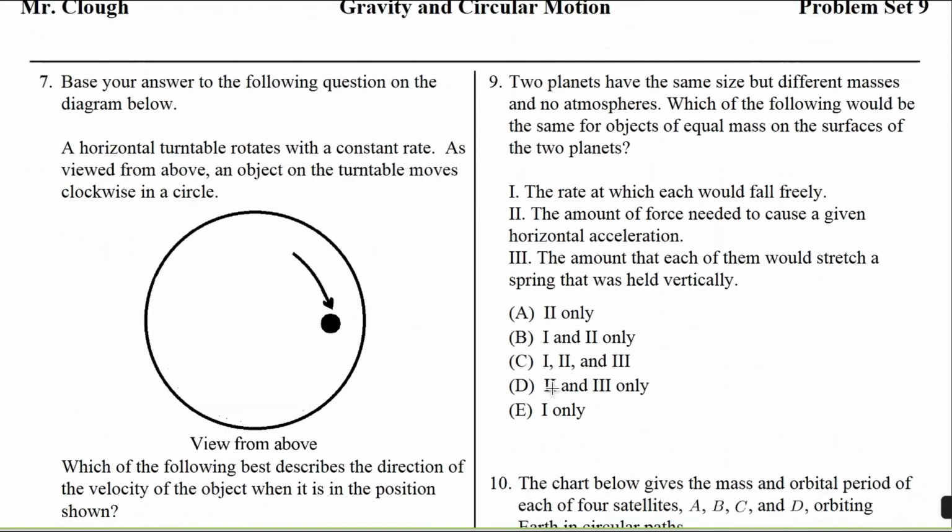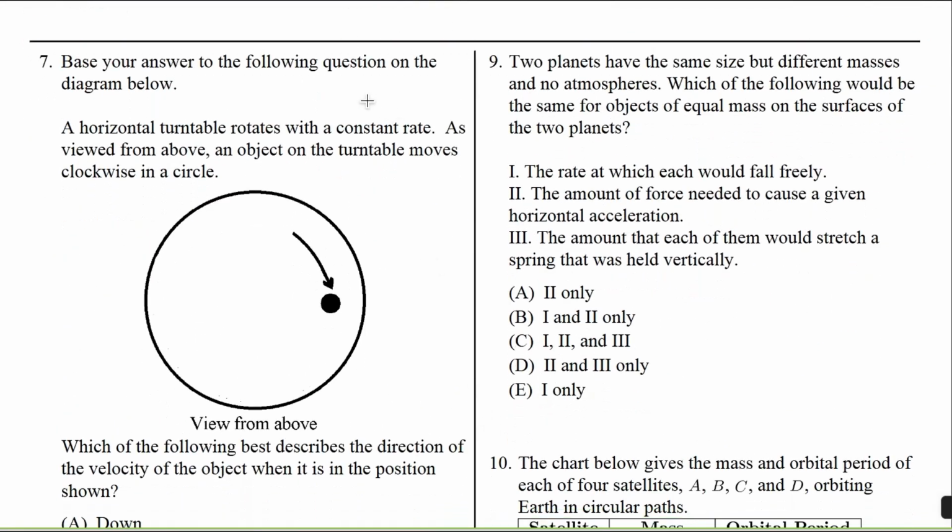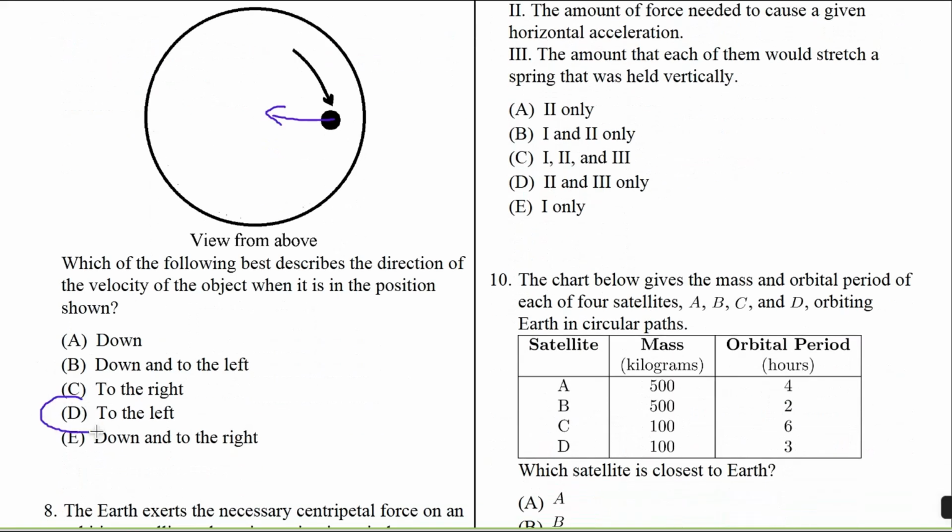Question 7 is actually the same question from problem set 9. Once again, it's moving at a constant rate, so the speed doesn't change, which means that the acceleration should be constant and should be directed strictly towards the center of the circle, so directly to the left.